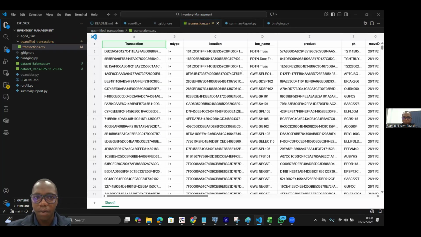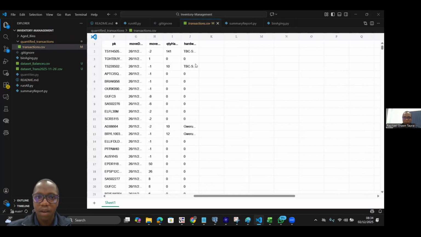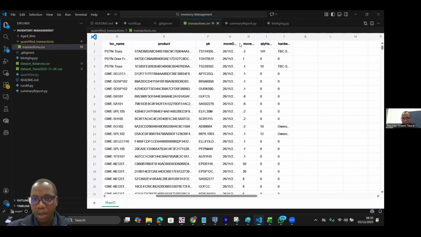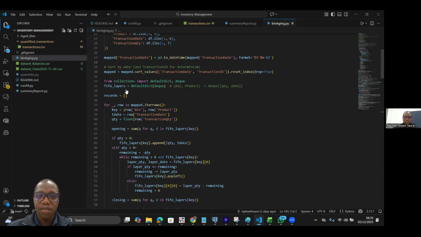We have very many rows there. So we have the transaction, the type of transaction, the location, and then the quantities moved, the movement date, and then we have the quantity on hand. That's remaining, that's the balance. Right. Now with this, we use it to produce a file using the bin aging script.